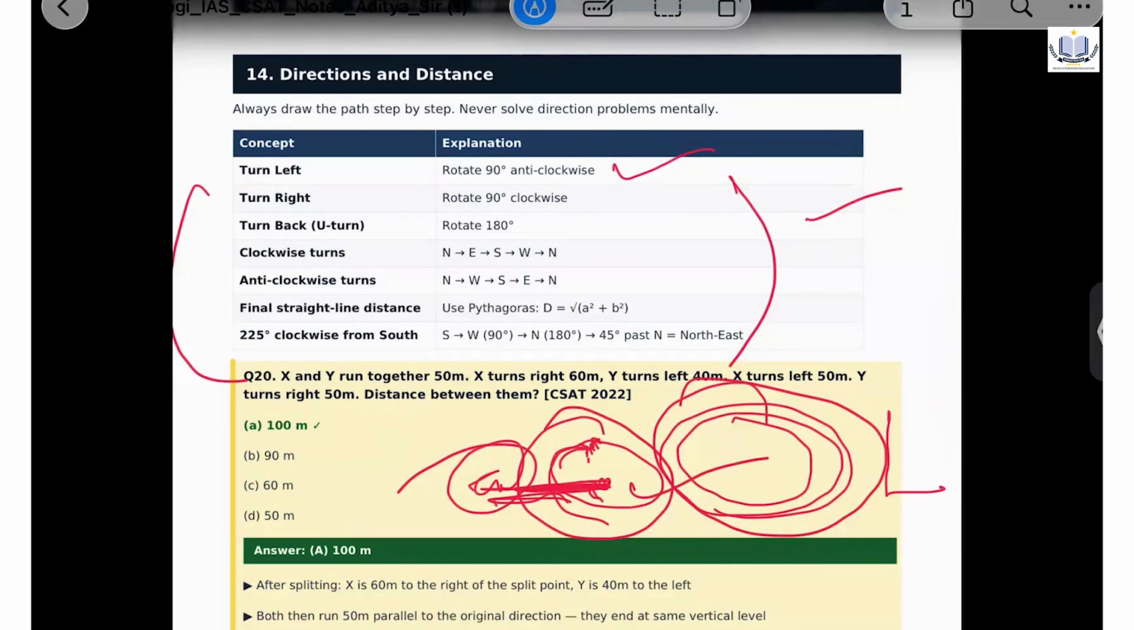Turn back, U-turn, rotate 180 degree. 180 degree if you will turn, so this is a U-turn. That means if you are seeing northwise and now you want to see southwise, you are turning the back. So 180 degree you have moved. Okay. And clockwise, anti-clockwise, just understand it.